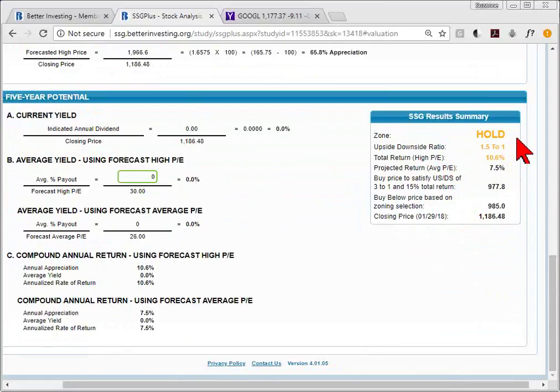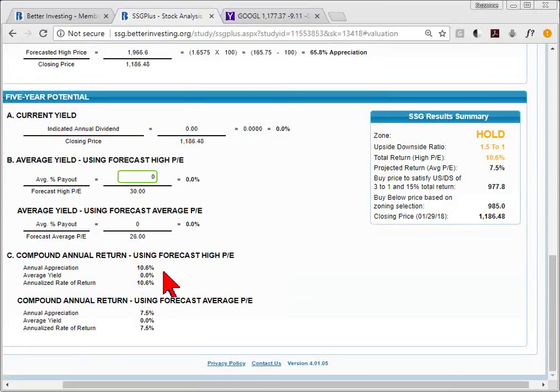Now, what you have to do is compare these numbers to what's already in your portfolio and decide if at this price it is a good deal for you. If you wanted to make a 15% total return, you'd have to wait for that stock to drop to 977.8. Which is a little bit different than if you wanted this stock to drop into the buy zone, and it would drop there at 985. So just a couple different ways, and they're a bit subtle, but a couple different numbers for you to reference here.